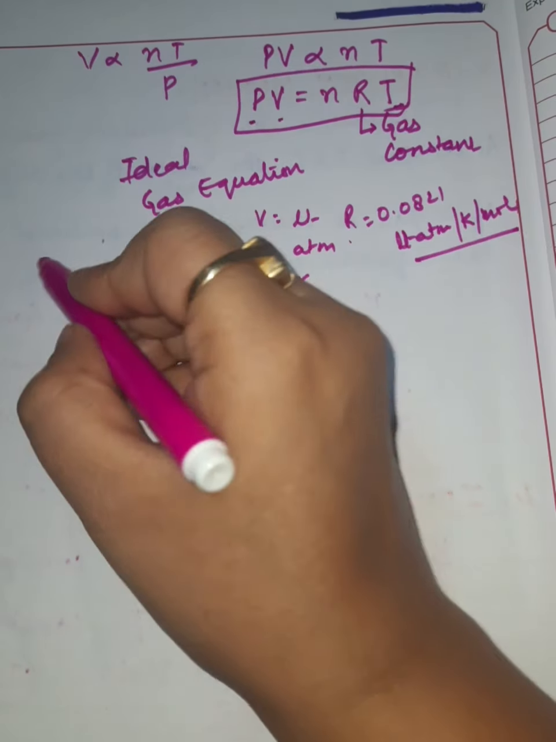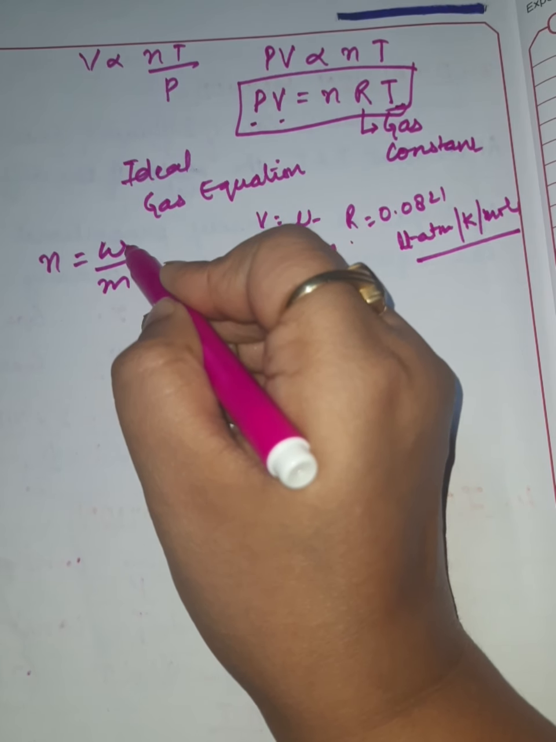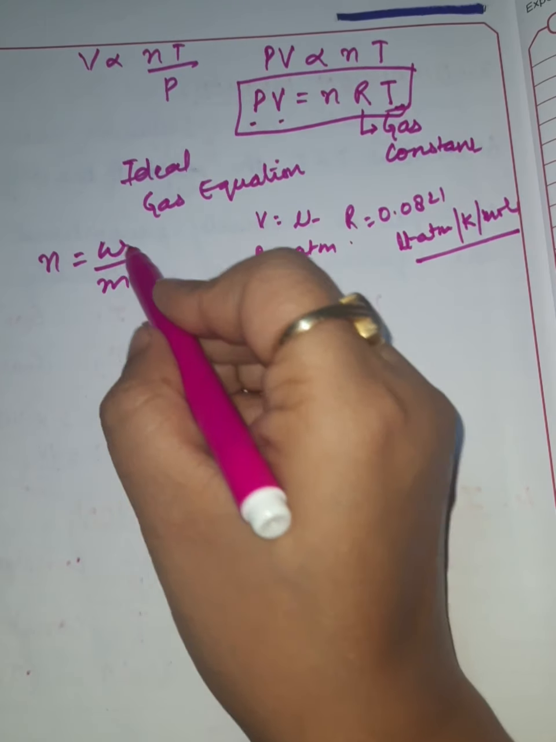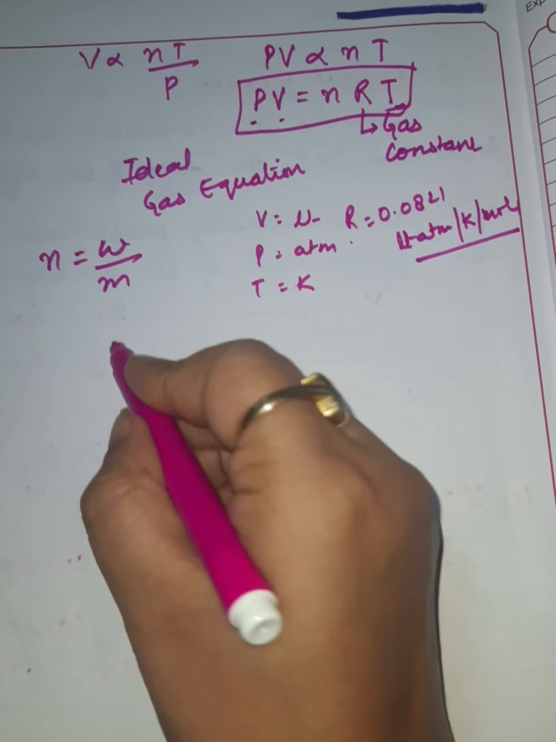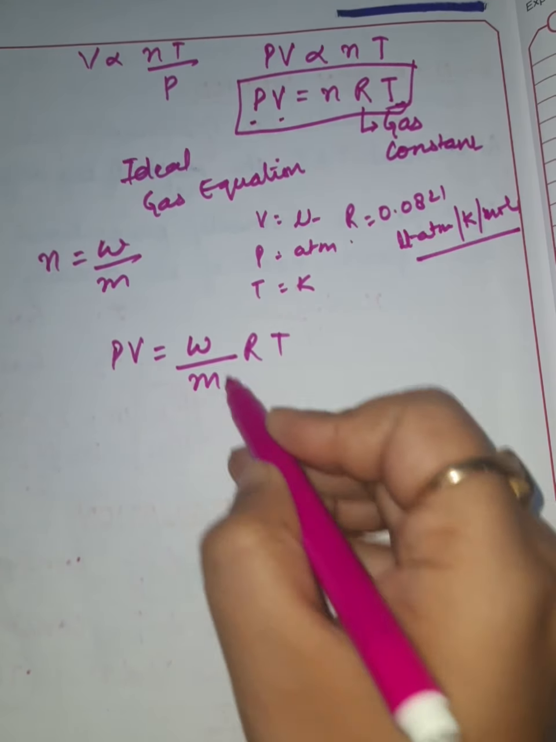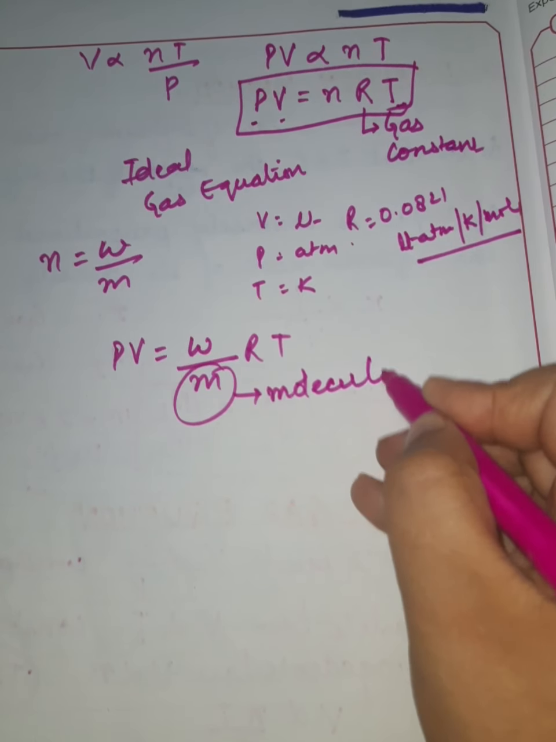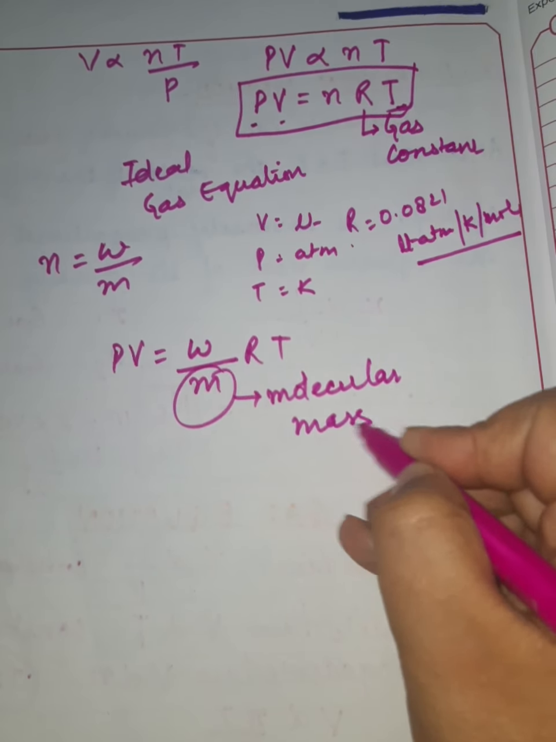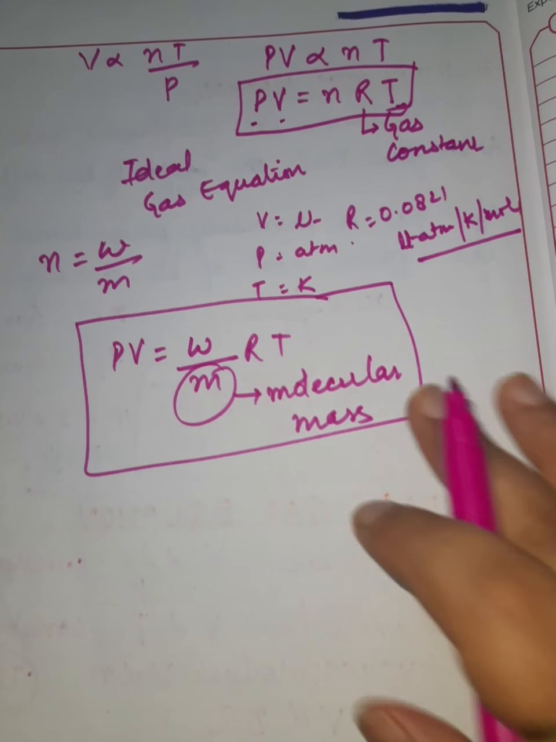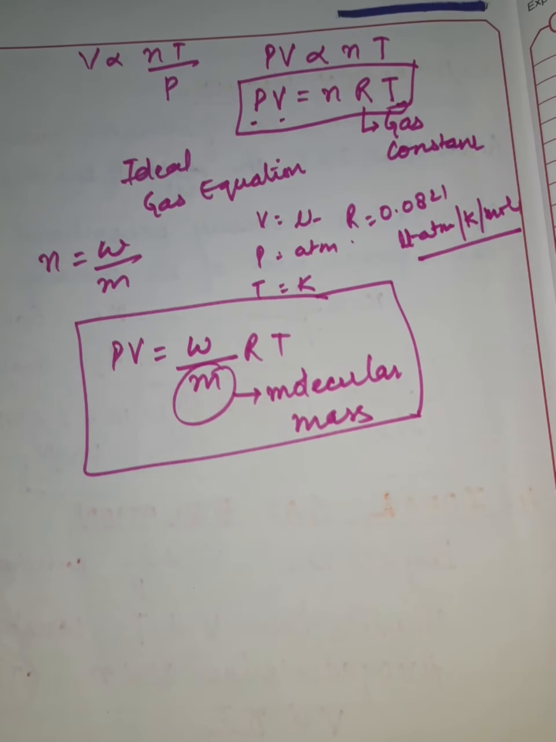Now what is n? As we know, number of moles is equal to W upon M. What is W? W is the mass of a substance, M is its molecular mass. So I can substitute this value of n in the ideal gas equation. So we can write PV is equal to W upon M times RT, where M is, remember, the molecular mass. So this way we can make use of the ideal gas equation in this form to calculate the molecular mass of a substance. Alright, I hope all these methods are understood by all of you.